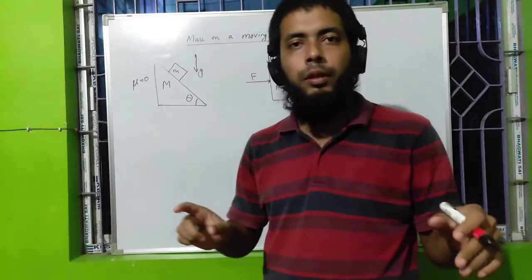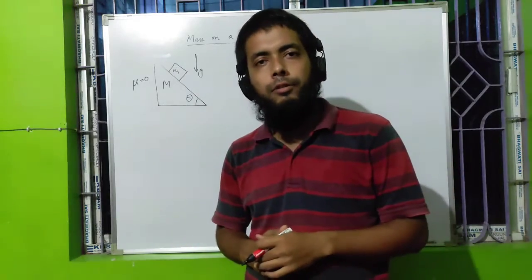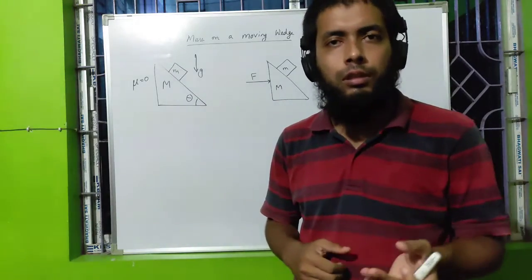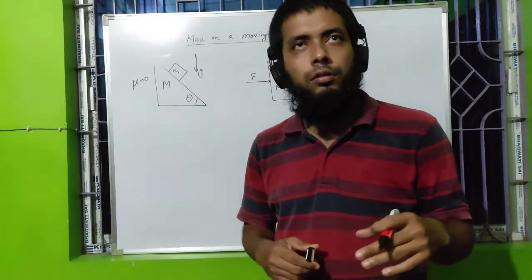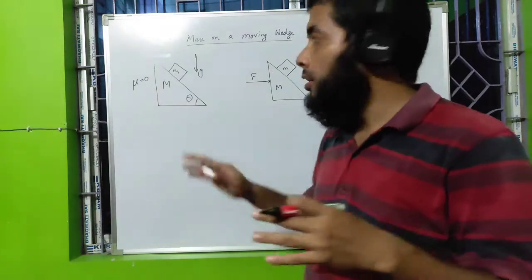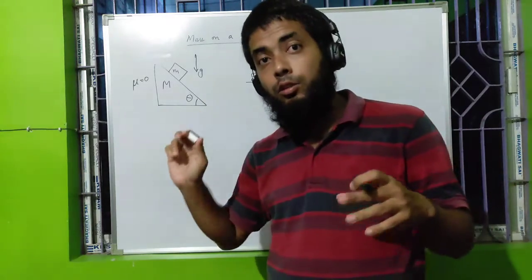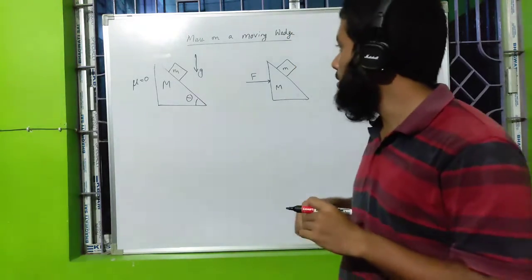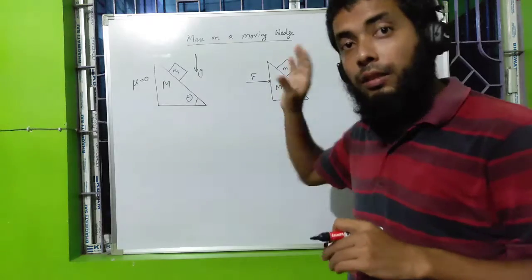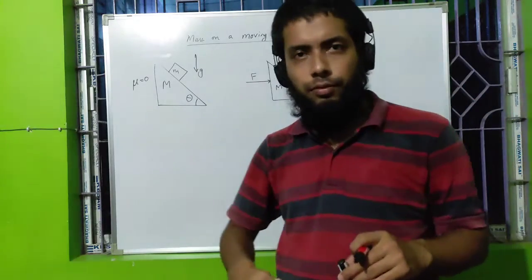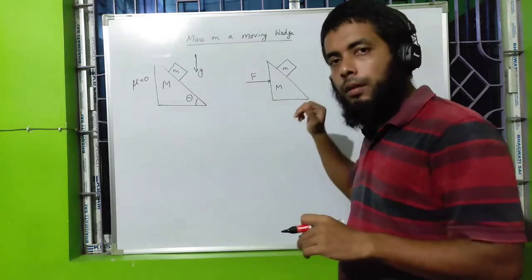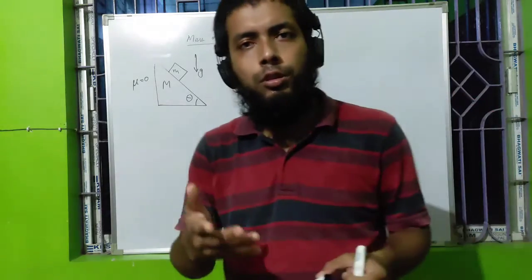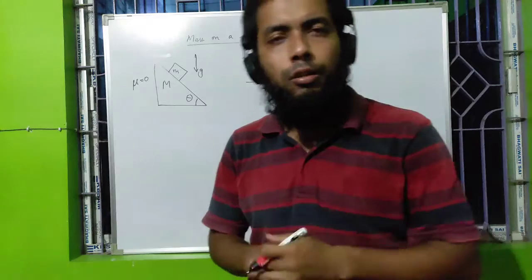Before, if you remember in the warm up exercise, I solved a problem where F naught was unknown, and I told you that F naught is the value of the force which helps both the block and the wedge to move together. But here F is given to us. We know the value of F, and the block and the wedge are now having relative motion. So again, we have to find the kinematical constraints.